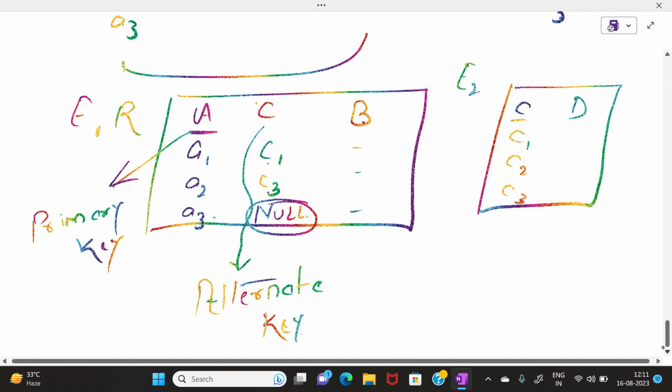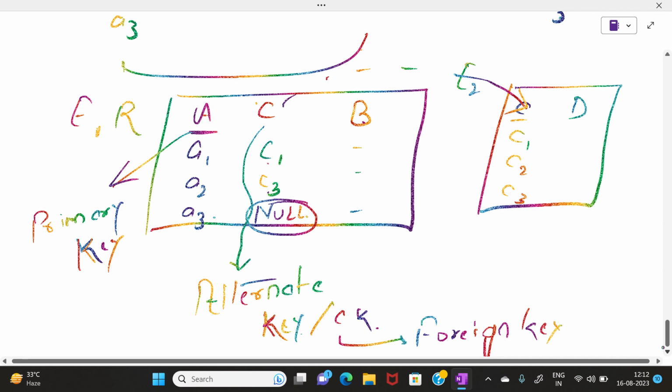Primary keys don't have null values, but an alternate key or candidate key can have null values, and the C will be the foreign key for this. So this is also the foreign key. So in this way we can merge these two as one table.